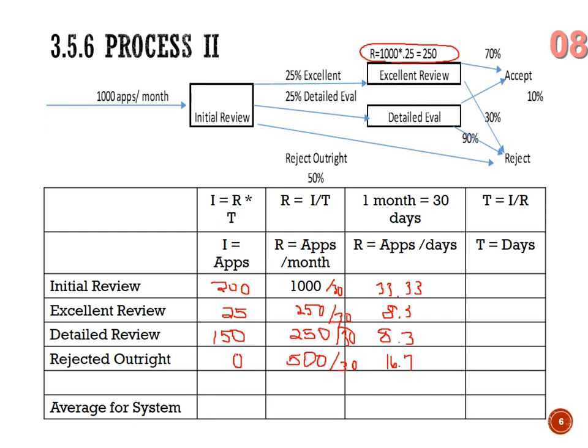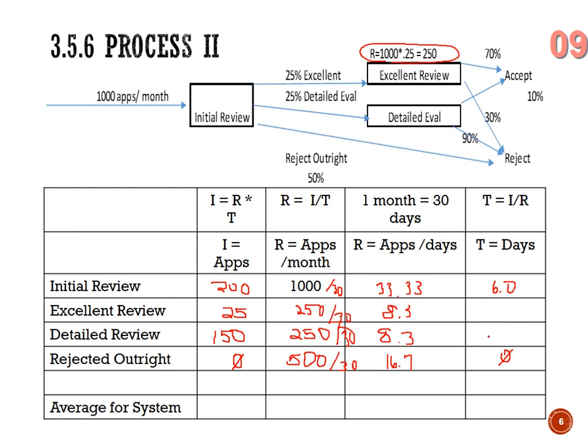It's a trick question. There aren't really any there because they just bypass that. So if I take inventory divided by throughput, there's no time with this because it actually occurs at that initial review and then it's just done. But I can calculate my flow time as inventory divided by throughput: 200 divided by 33.3 is 6 days.